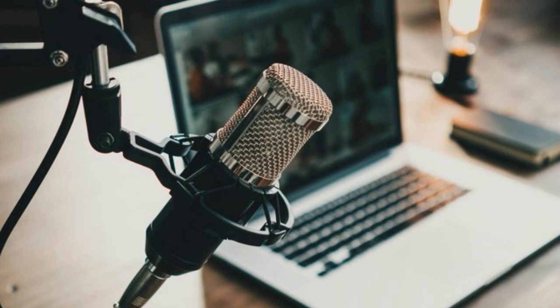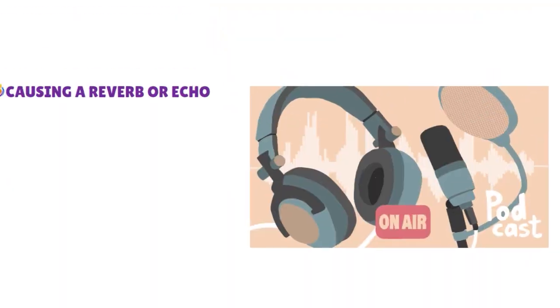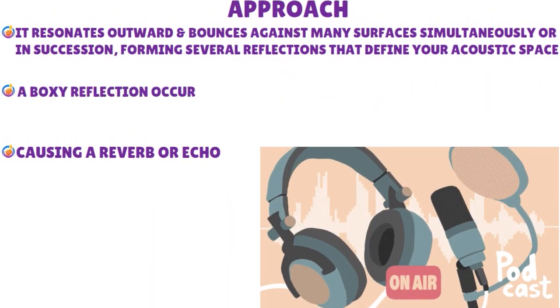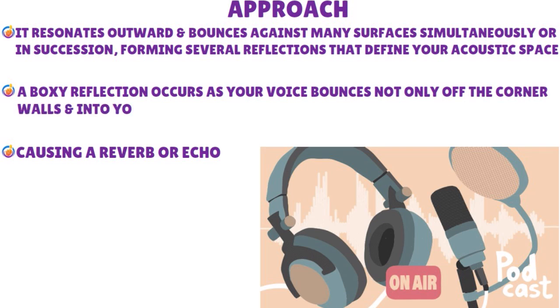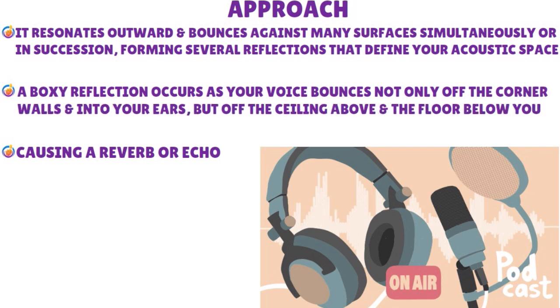Similarly, if you stand in the corner of the room and speak in a low, natural voice, you will notice that your lower register resonates more. A boxy reflection occurs as your voice bounces not only off the corner walls and into your ears, but off the ceiling above and the floor below you. This produces a standing wave that unnaturally enhances the worst reflections in your room. So it's an important element to think about.